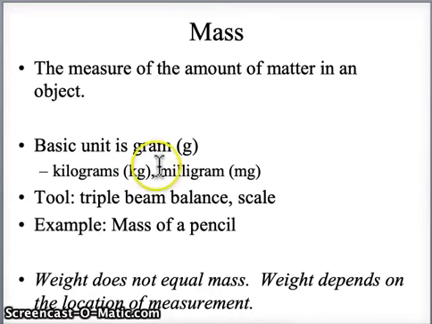And so we can have those kilograms, milligrams, centigrams. We use the tools of a triple beam balance or a scale. Examples where you would use it are the mass of a pencil, or the mass of the object that we're going to calculate density with, or the mass of an amount of chemical that you need for an experiment.